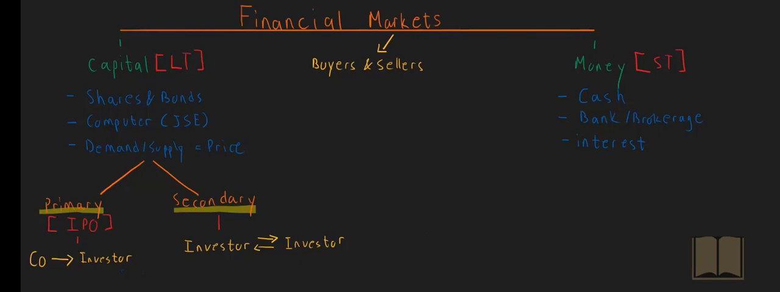Again, to repeat, capital markets and money markets are both examples of financial markets. The capital market is more long-term in nature versus the money market, which is short-term in nature.